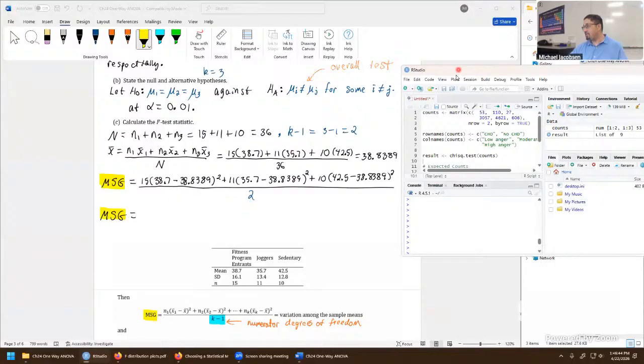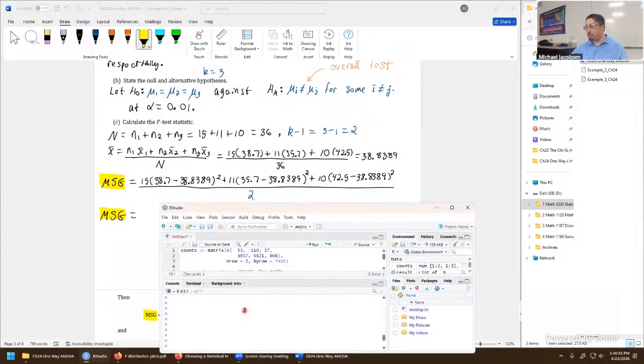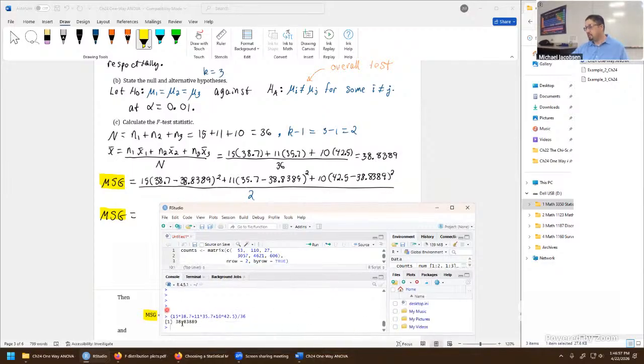Here is the calculator side of all this. Let me get a window that's going to make sense for this as a calculator tool. That should do the job. So we want to start with the group, 15 times 38.7 minus 38.8389. Square that, add to it 11 times 35.7 minus that same mean, square it. Then one more time, 10 times the next mean, 42.5 minus the grand mean, square that one, and then just divide by the number of groups minus 1, 2. So altogether, we have 121.3528.